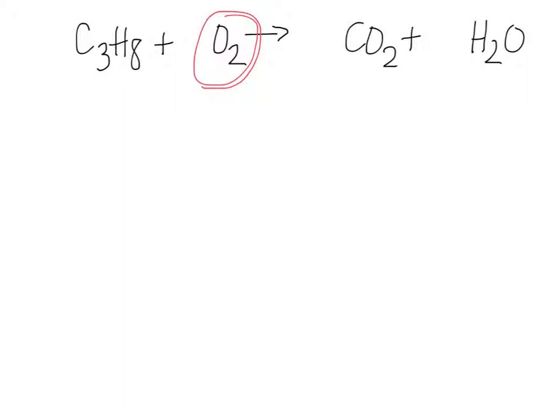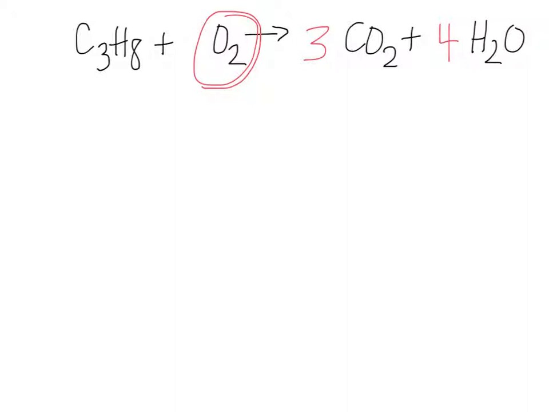So we have C3H8. To balance the carbons, we have 3 on this side, 1 on this side, so let's add a 3 in front of there. We have 8 hydrogens on the left and 2 on the right, so if we put a 4 here, that'll balance those.